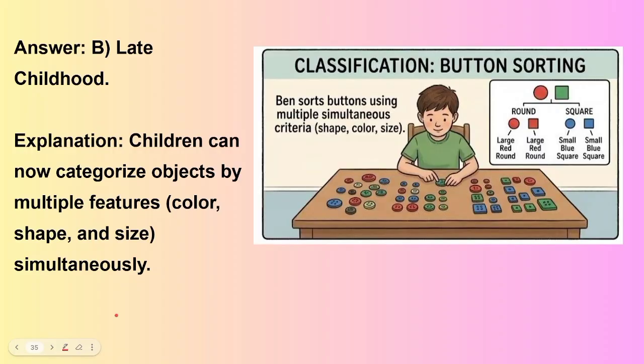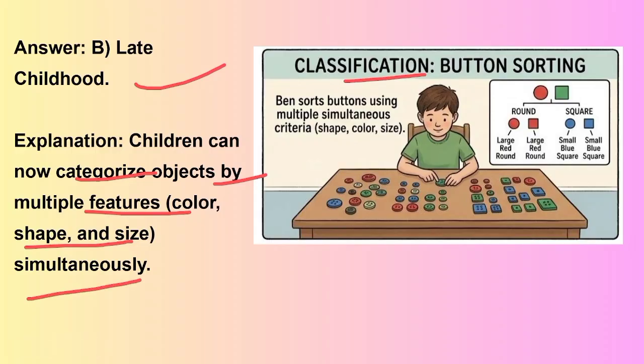Classification is a skill mastered in early childhood, late childhood, infancy, or adulthood. The right answer is late childhood. Children can now categorize objects by multiple features like color, shape, and size simultaneously. So this is known as classification, and this occurs at late childhood.